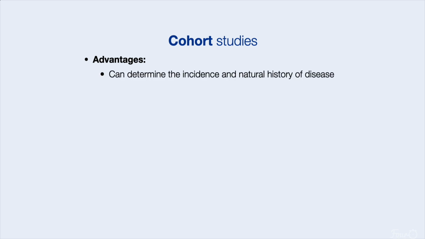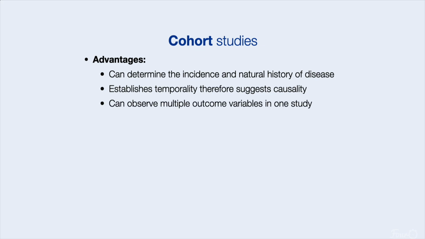There are many advantages of cohort studies. They can help determine the incidence and natural history of disease. They establish temporality between exposure and outcome, therefore suggesting causality. One can also observe multiple outcome variables in one study, and retrospective cohort studies specifically are relatively quick and cheap.